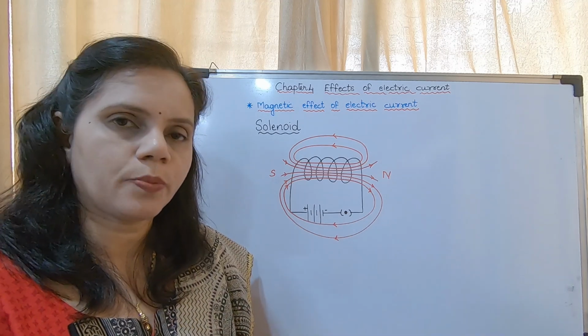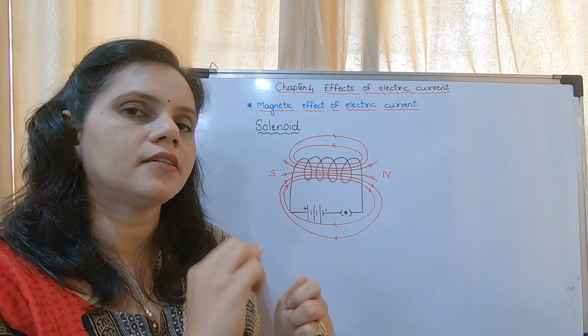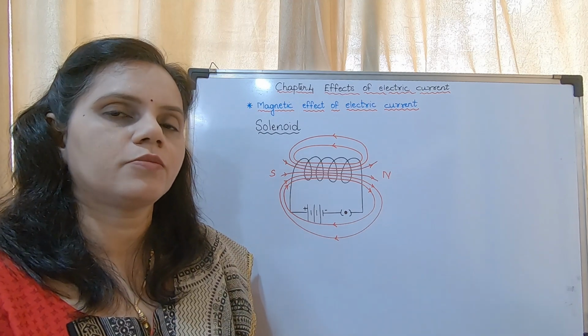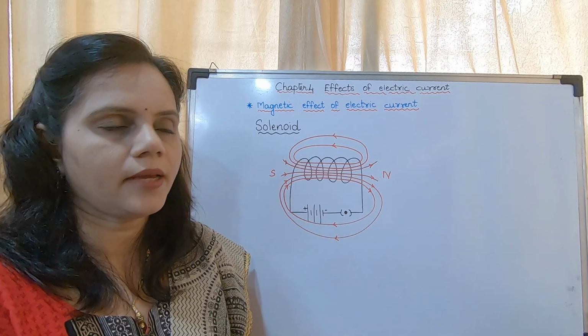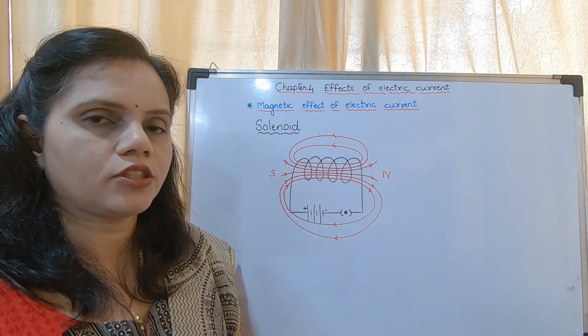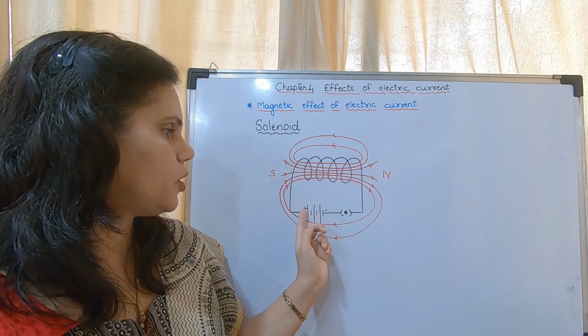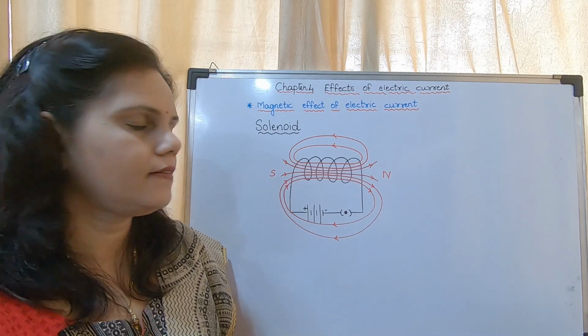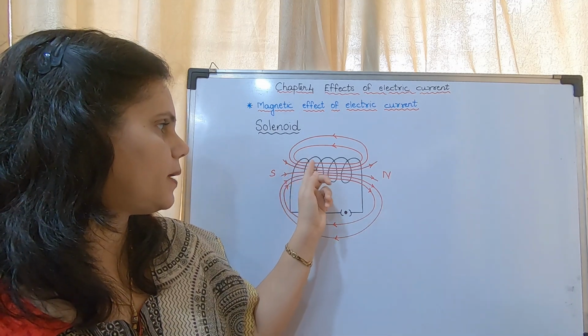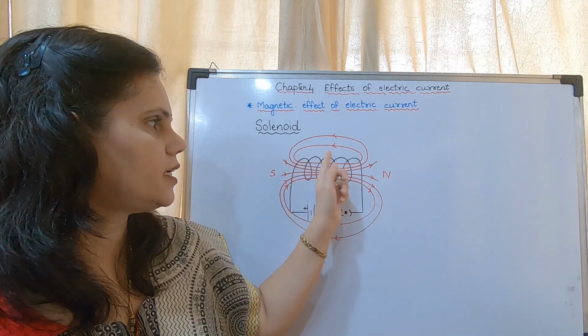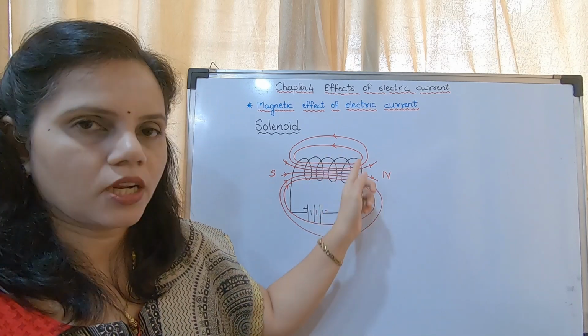Similar to that of a spring. If you coil the wire, then it forms a solenoid. Now when the current passes through the solenoid, this end is positive, this is negative. So the current is passing like this. The current is passing through the solenoid.